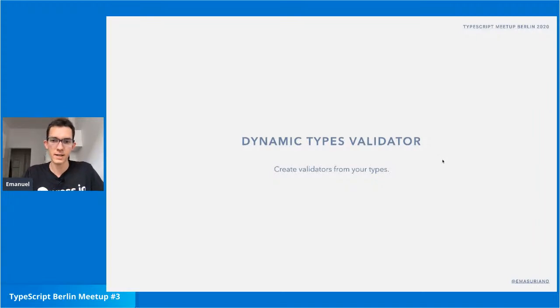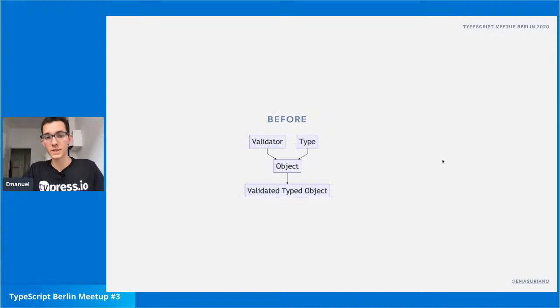It's called dynamic types validator. The main idea is that you create validators from your types. If you compare how it was in the past two examples, we have the validator on one side and the types on the other side. The validator validates the objects, and the types belong to the objects, or at least that is what we expect. Then, when we combine both, we get a validated type object. As we saw in the previous cons, validator and type are sometimes separated. They can be together, and there are some workarounds you can use, but in most cases they are isolated.